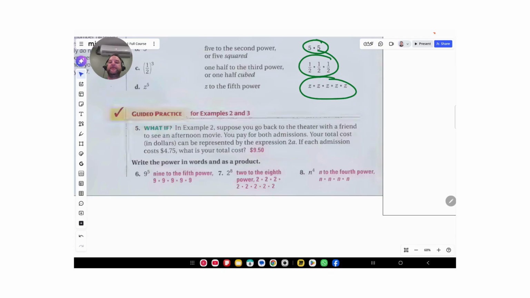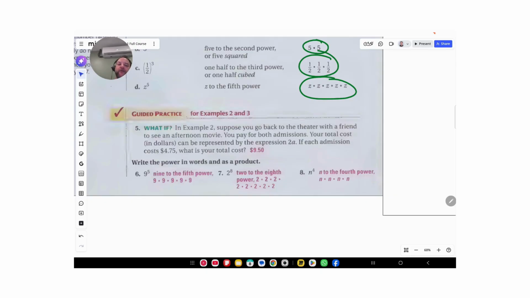All right, let's look at the next problem here. In example 2, suppose you go back to the theater with a friend to see an afternoon movie. You pay for both admissions. Your total cost in dollars can be represented by the expression 2A. If each admission costs $4.75, what is your total cost?